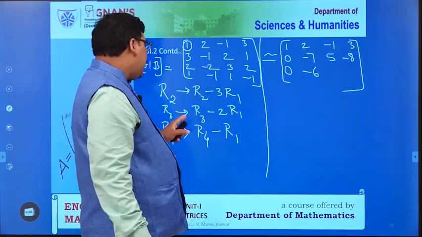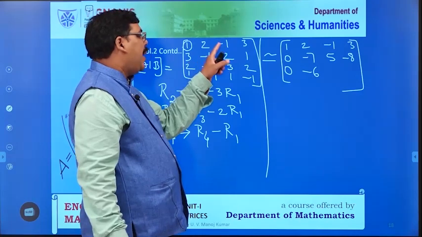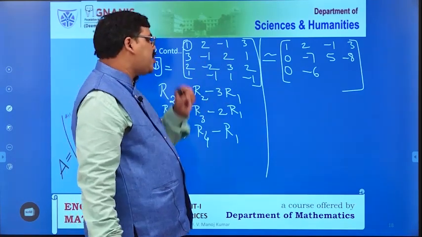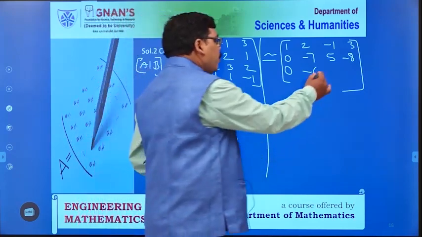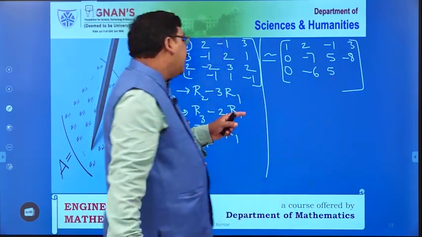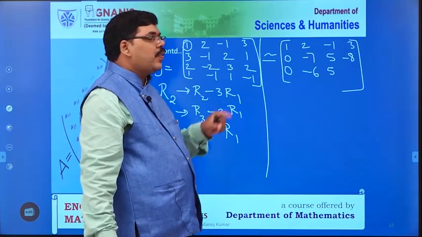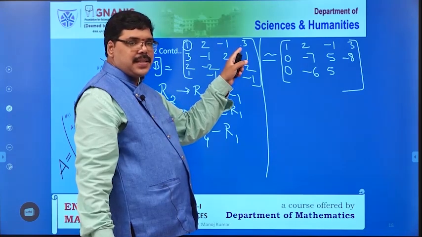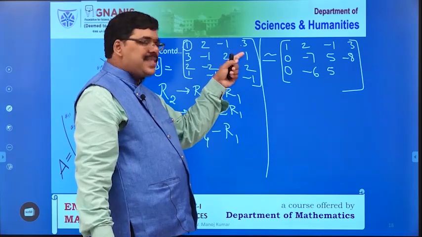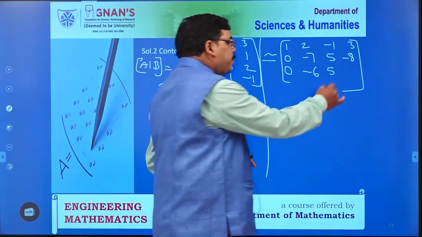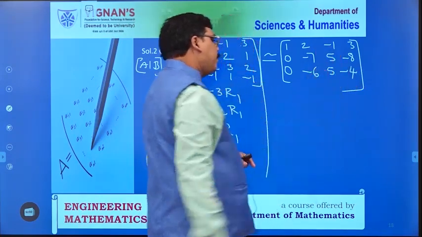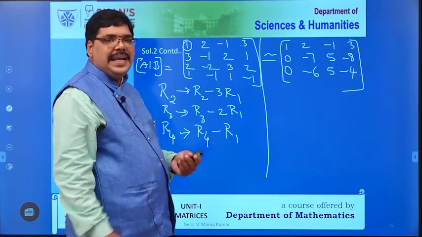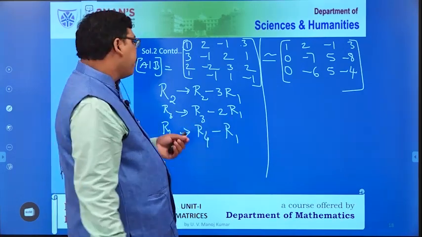Multiplying here with 2. Minus 2 it becomes. I am subtracting. So minus of minus 2 becomes plus 2. 3 plus 2, 5. Here it is 2 and I am multiplying this with 2. So 3 into 2 becomes 6. Subtracting, so minus 6, 2 minus 6. If needed, you do rough work, okay.